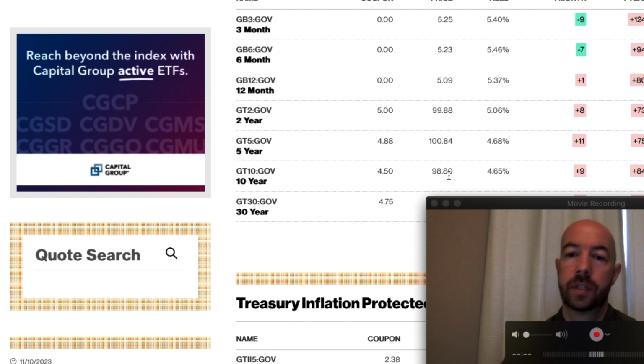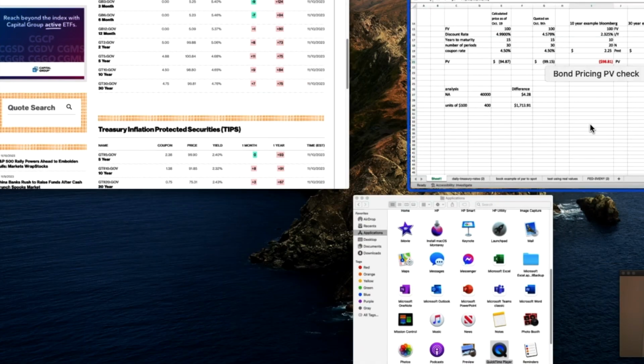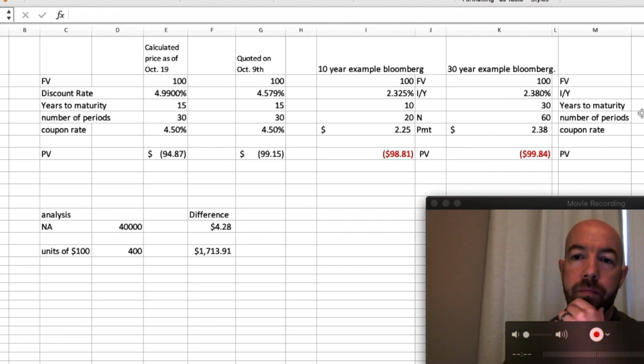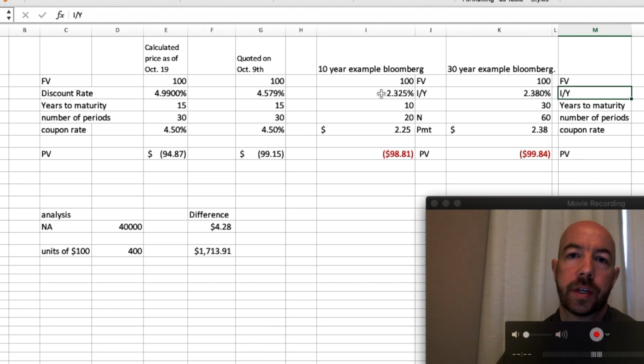98.80. So it's the same. What does that mean? What are these yields then? When you go out in the marketplace, you look on a website or whatever, what does this yield? Well, what this really is, it's the yield to maturity.